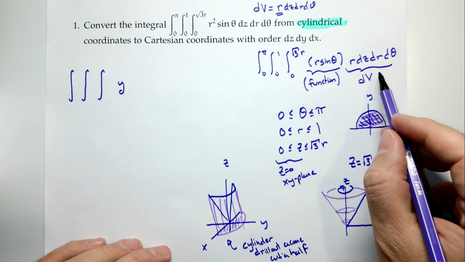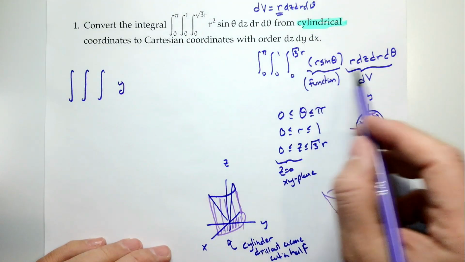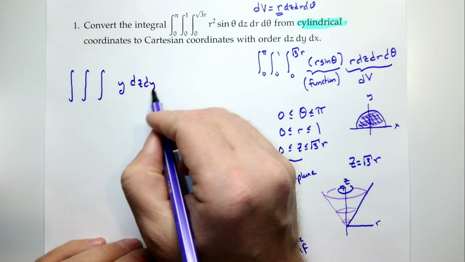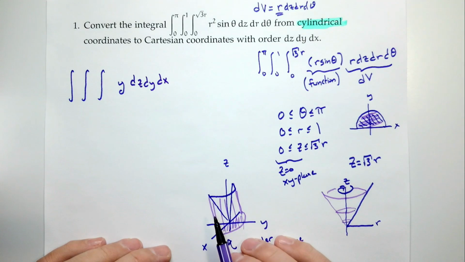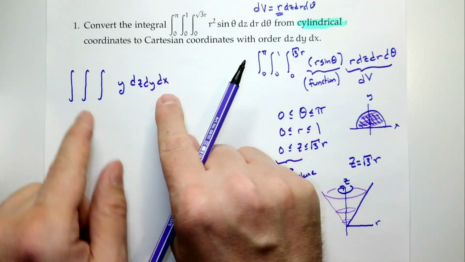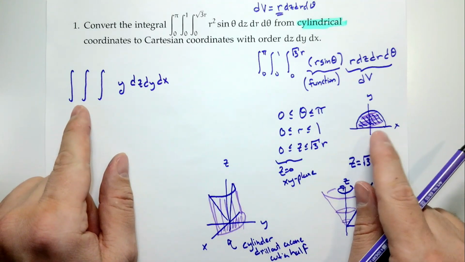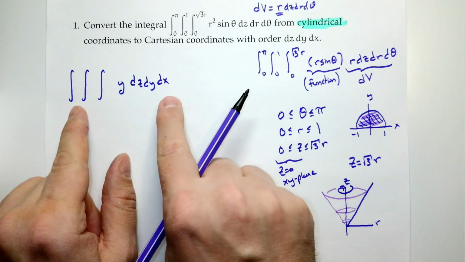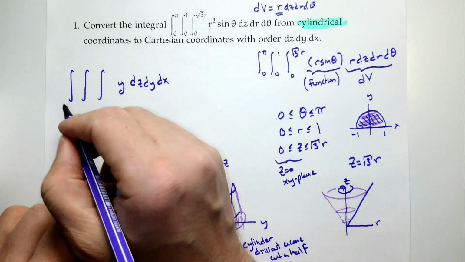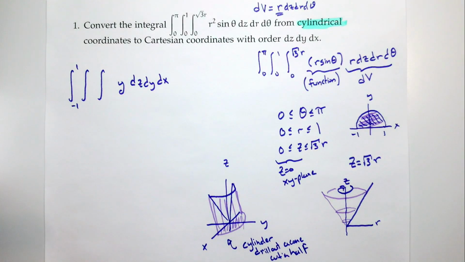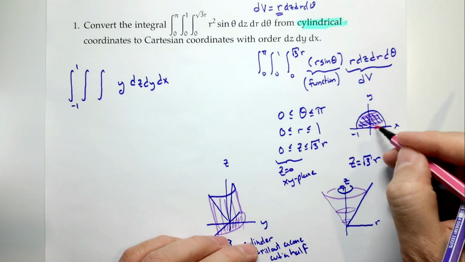Now what about the dV? Well, that's the dz dy dx. So this last part here is dz dy dx. Now I think about the picture. So let's start with the xy. That's this picture, and we can see for x, we go from -1 to +1.